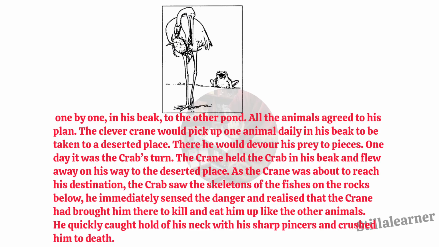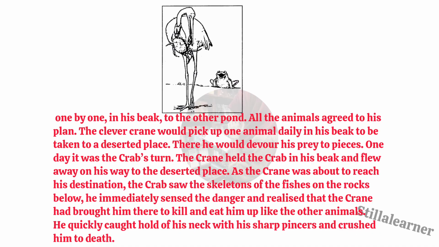Okay. Next, the clever crane would pick up one animal daily in his beak to be taken to a deserted place. There he would devour his prey to pieces. One day it was the crab's turn. The crane held the crab in its beak and flew away on his way to the deserted place.